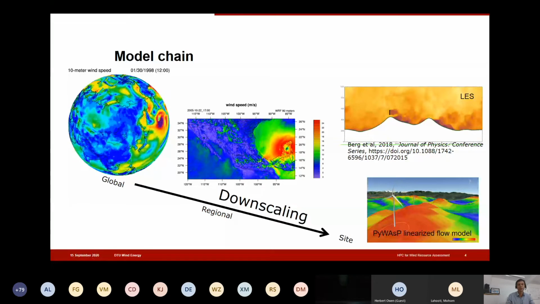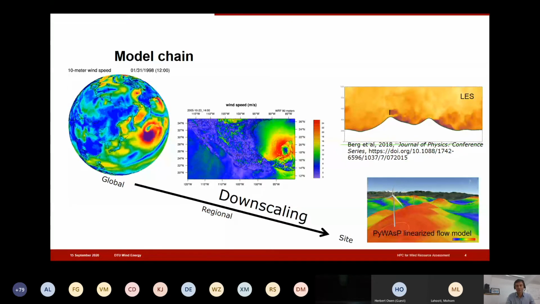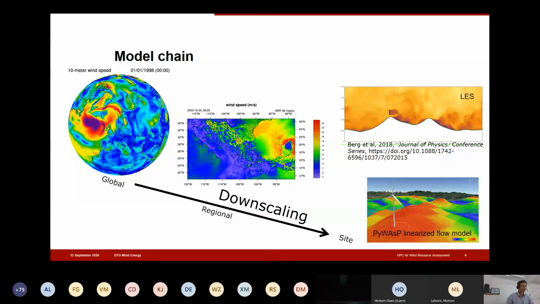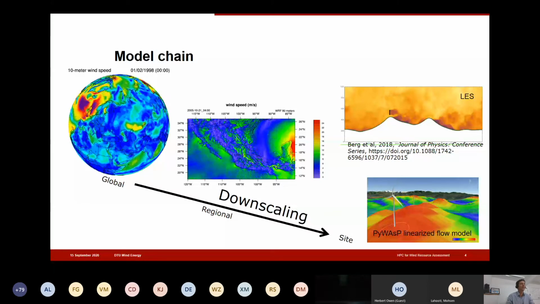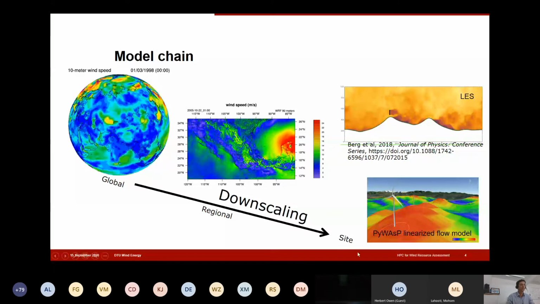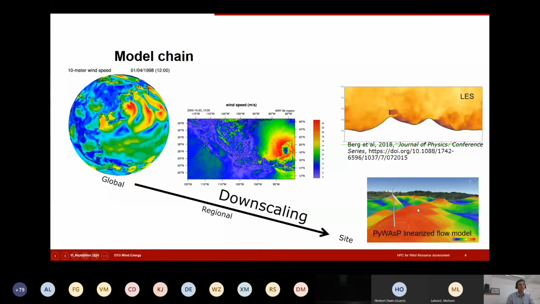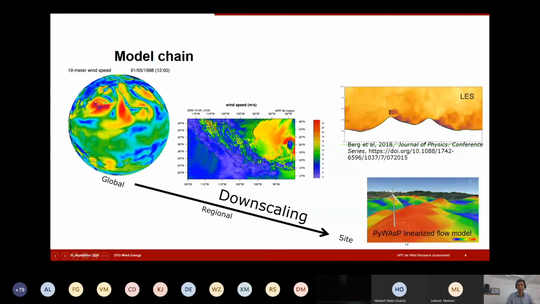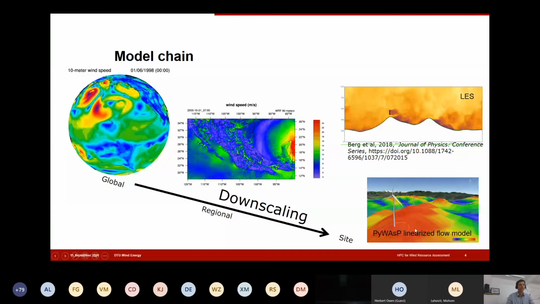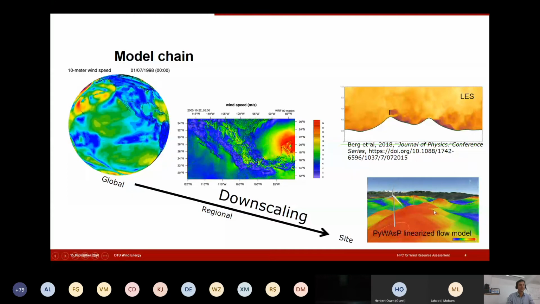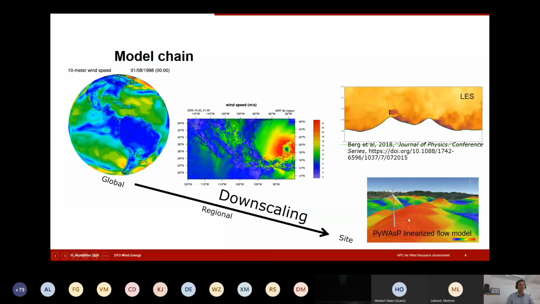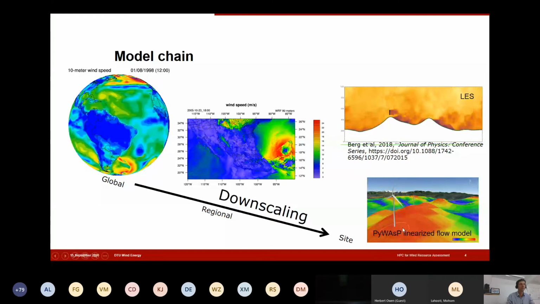For that, you need to know about the hilltops and the lake sides and the coastline and so on, roughness changes. So we need to go to the site level, which is at the end of this downscaling. Here we can use very fast linearized flow models, for example, in WASP and PyWASP, as we have developed at DTU Wind Energy. So we can actually start to get estimates of turbines placed on hilltops.